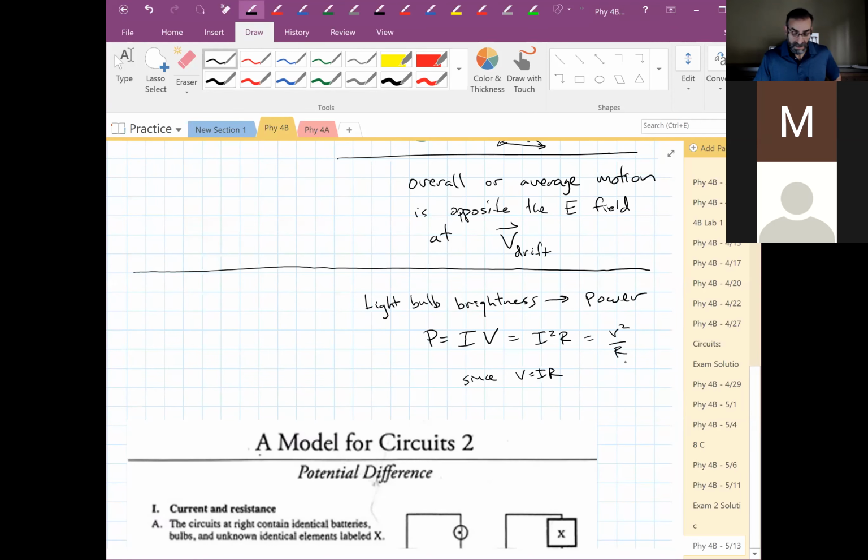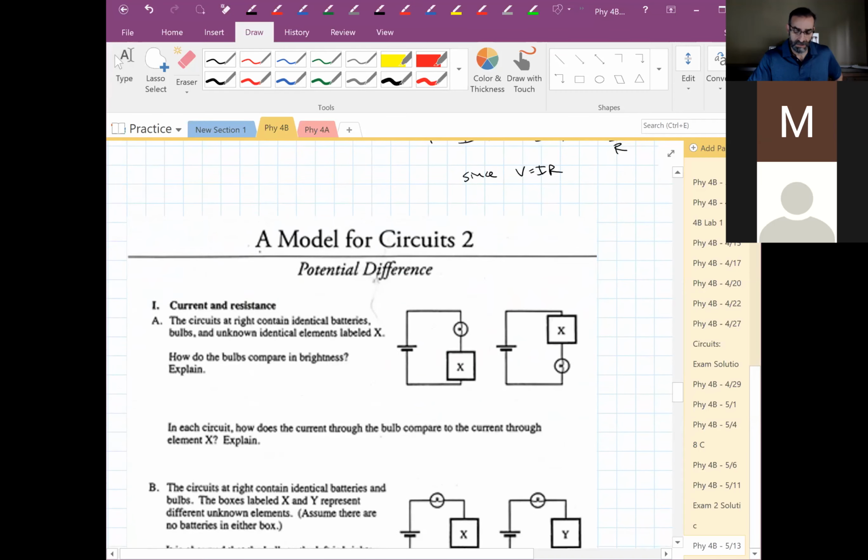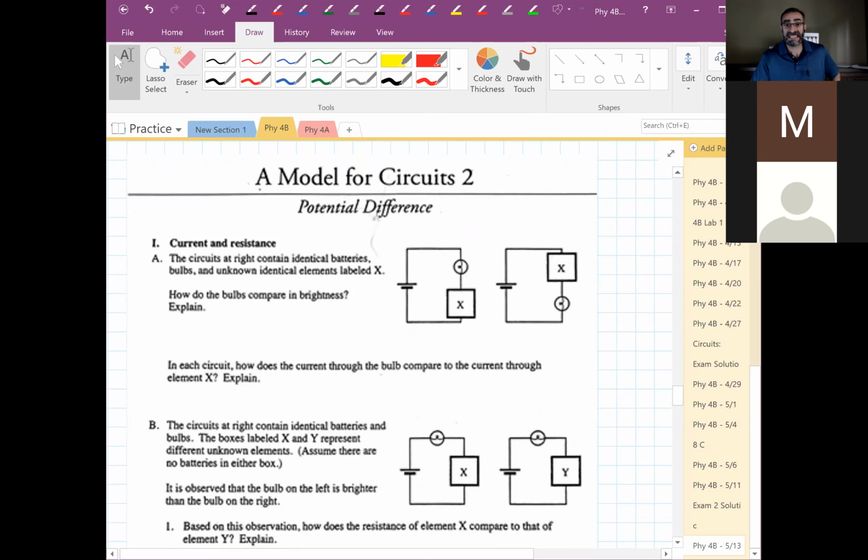Now, if the light bulbs are identical, that means the resistance is the same for all of them. Then, what does the brightness indicate? How much current is going through them, right? So we're going to utilize them as a sort of simple way to estimate the current going through different parts of our circuit by looking at the brightness, comparing the brightness of identical bulbs. Okay?